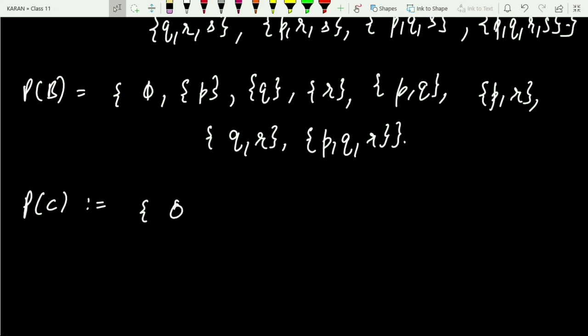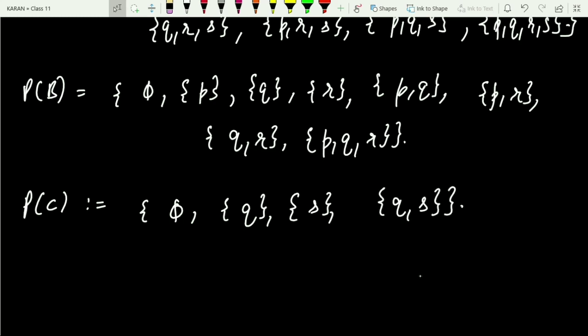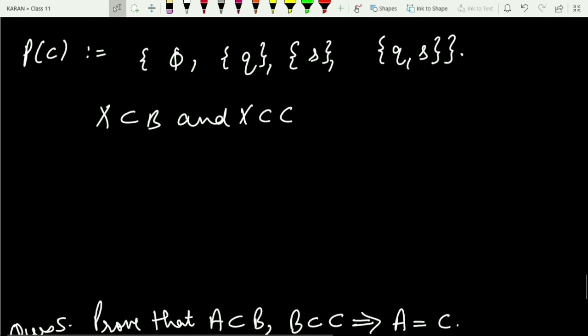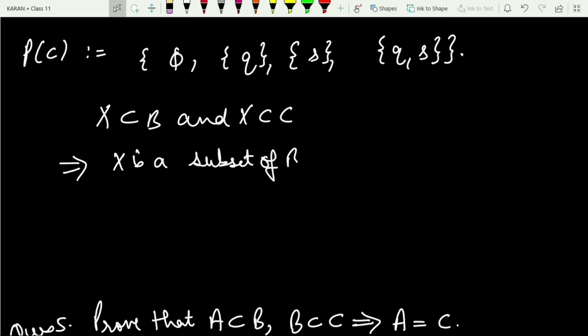So what can be the power sets of C? They will be, first of all, the empty set, then singleton Q, singleton S, and the doublet QS. Fine with this. Now what I was asked is that X is contained in B and X is contained in C, so it means X must be a subset of B and C. Fine with this, because that is given.